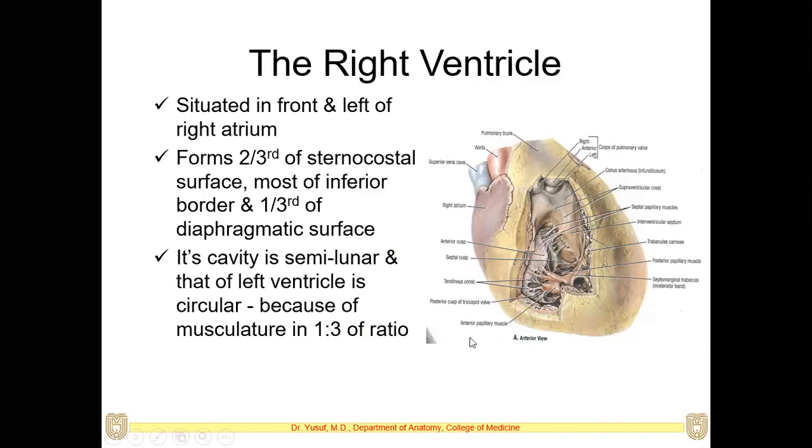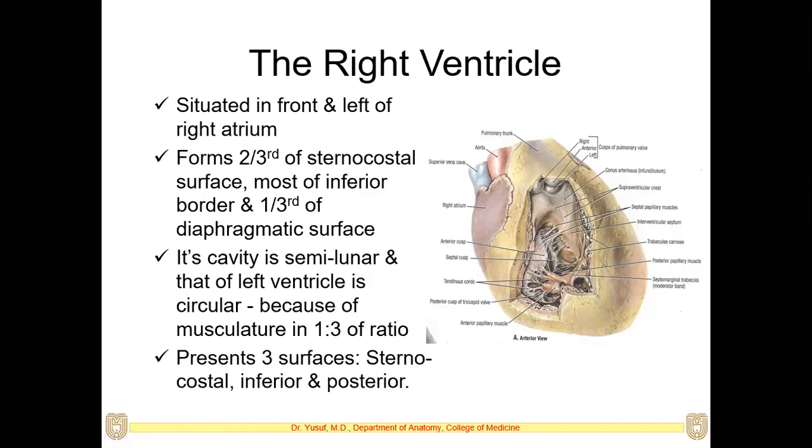Because of the musculature, which is in the ratio 1:3, the thickness of the right ventricle is 1 time compared to the left ventricle, which is 3 times thicker than the right ventricle. So the thickest of the walls will be for the left ventricle, because it has to pump the blood to all the parts of the body. The right ventricle will be thinner. And it presents 3 surfaces, as we saw. One is the sternocostal surface, then we have the inferior surface, as well as the posterior surface.